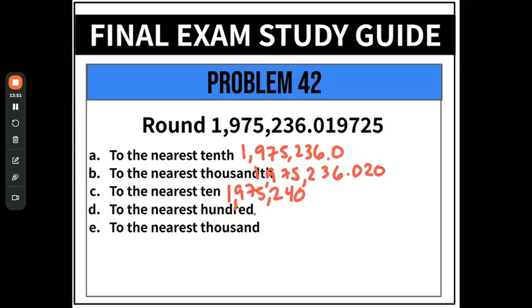Okay, to the nearest 100. So I look at the hundreds place, and I look to the right. I see that this is smaller than 5, and so this can remain the same. So it's going to be 1975,200. Okay, and then lastly, to the nearest 1,000, let's look at the thousands place. To the right, we see it's smaller than 5. So all these will become 0, and this will remain the same. So 1975,000 here.